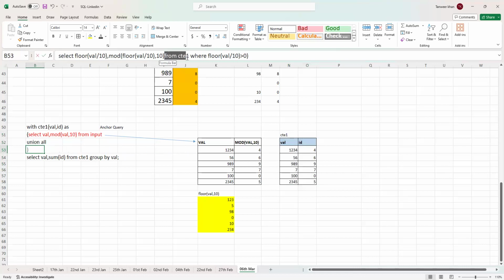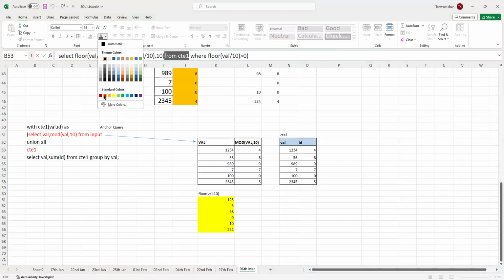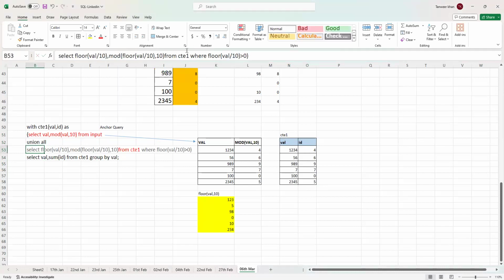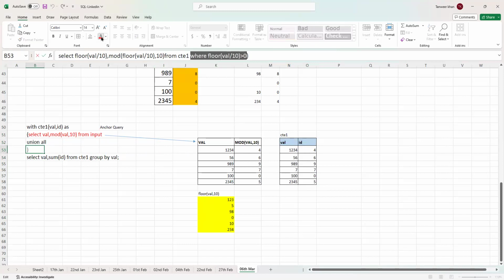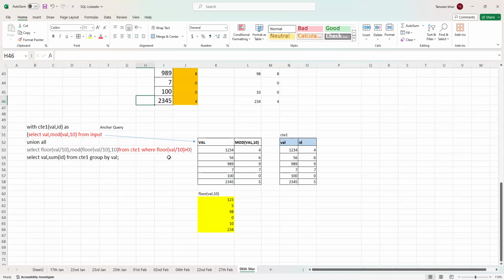Where condition. See, what we have studied, the same thing we are repeating. Now in the where condition, what have you written? What is the meaning of this? You are telling floor of val comma 10. It means you are telling the SQL engine that in the CTE1 table, in the val column, derive floor of val comma 10.